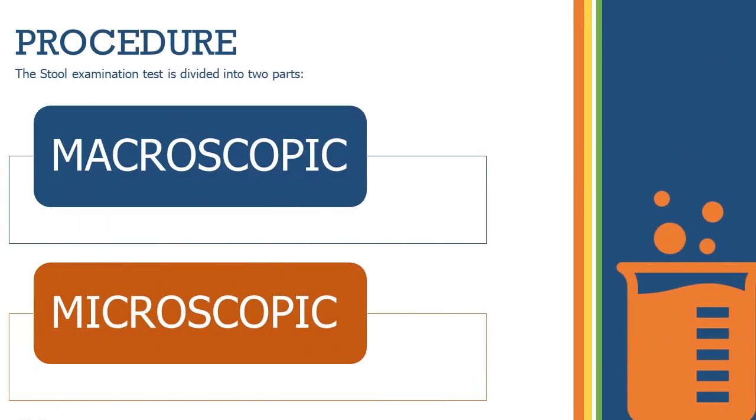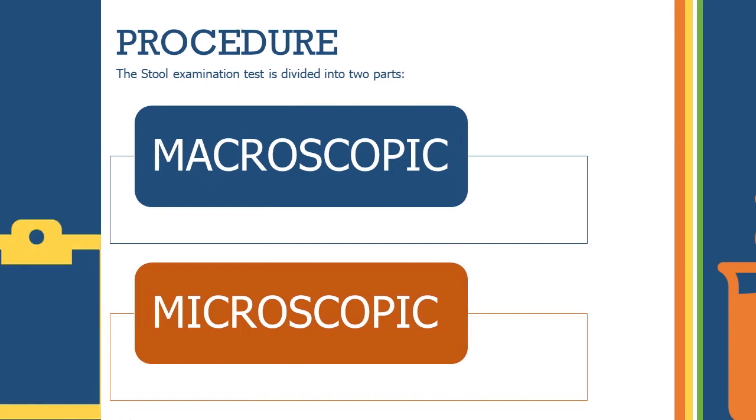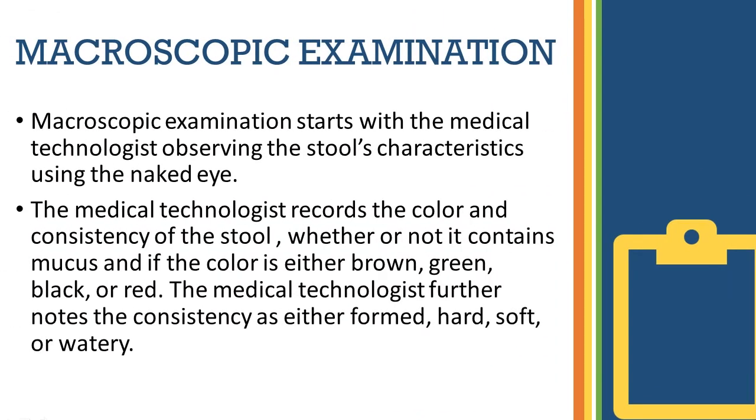The stool examination test contains two parts, which are macroscopic examination and microscopic examination. Macroscopic examination starts with the medical technologist observing the stool's characteristics using the naked eye. The medical technologist records the color and consistency of the stool, whether or not it contains mucus, and whether the color is brown, green, black, or red. The medical technologist further notes the consistency as either firm, hard, soft, or watery.